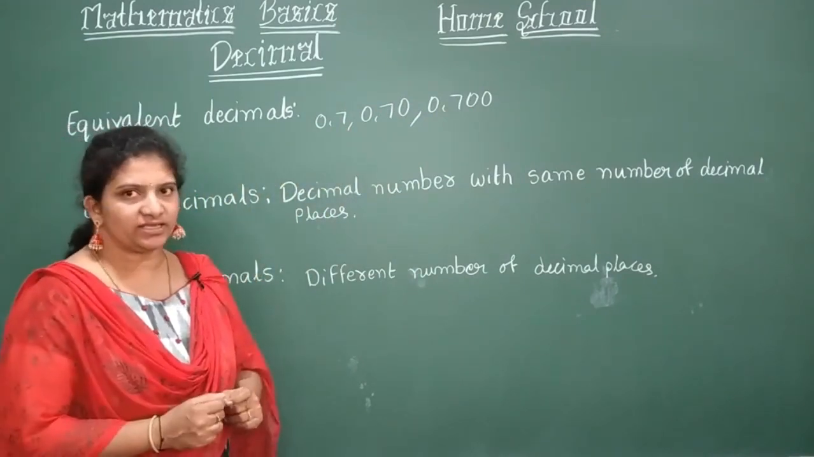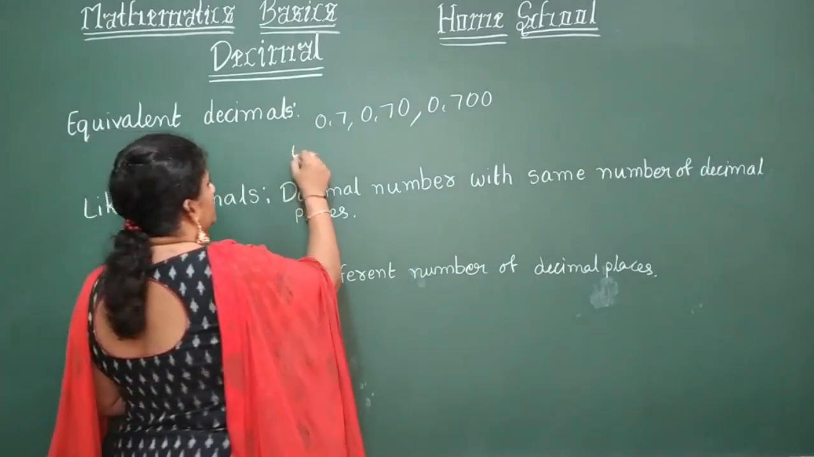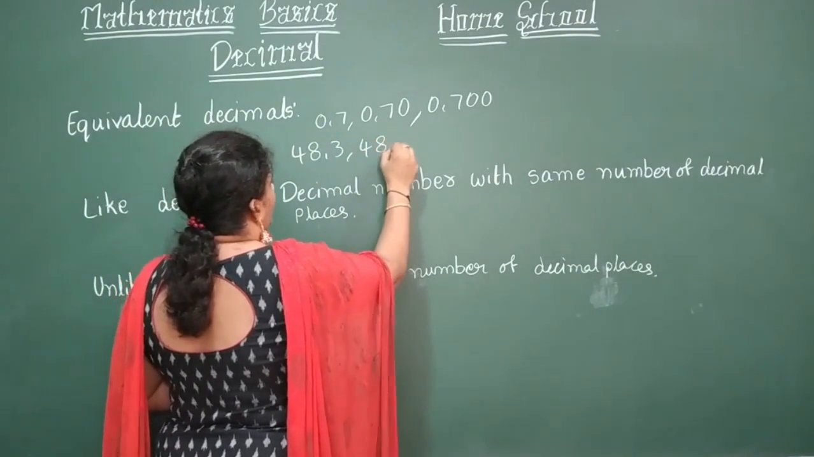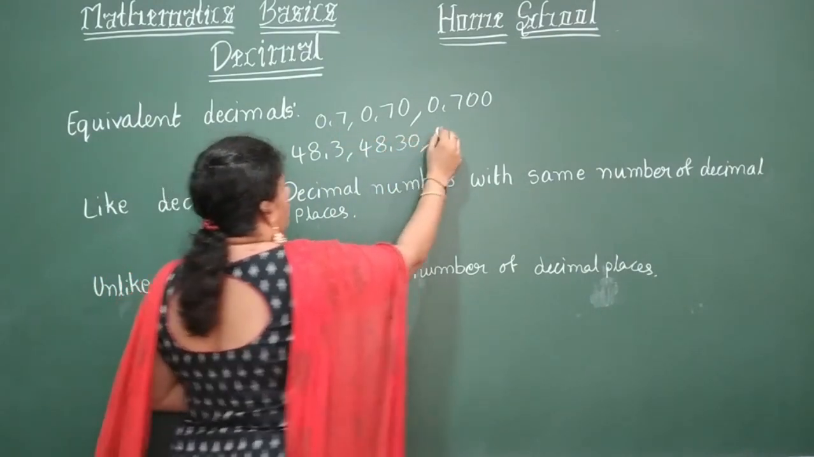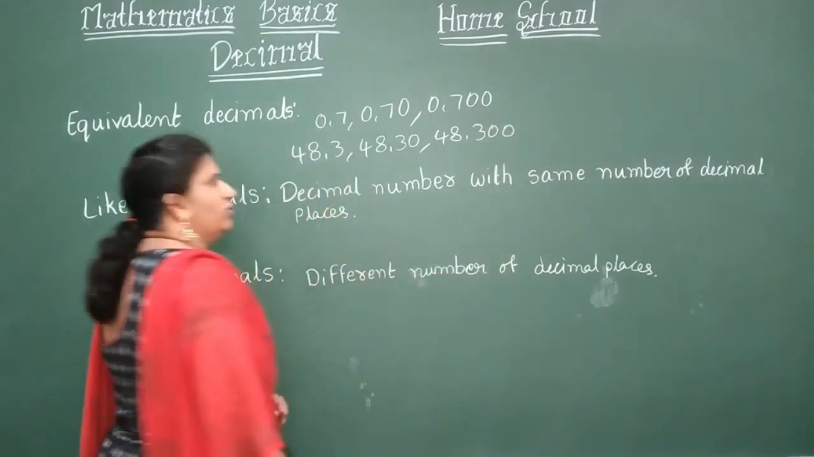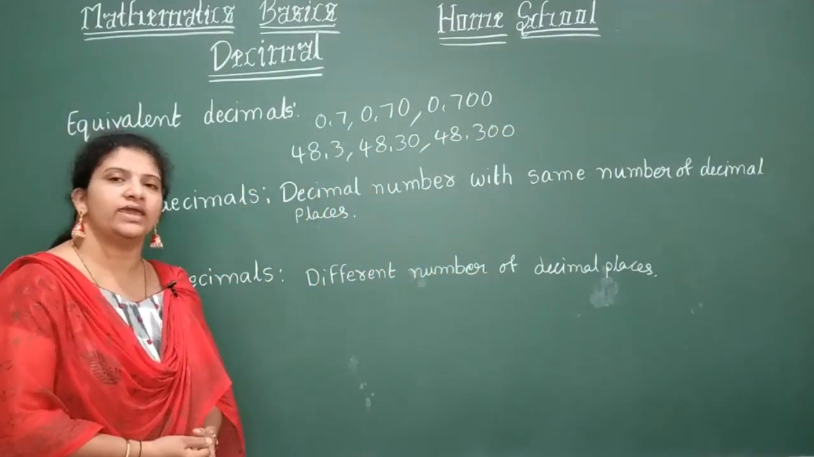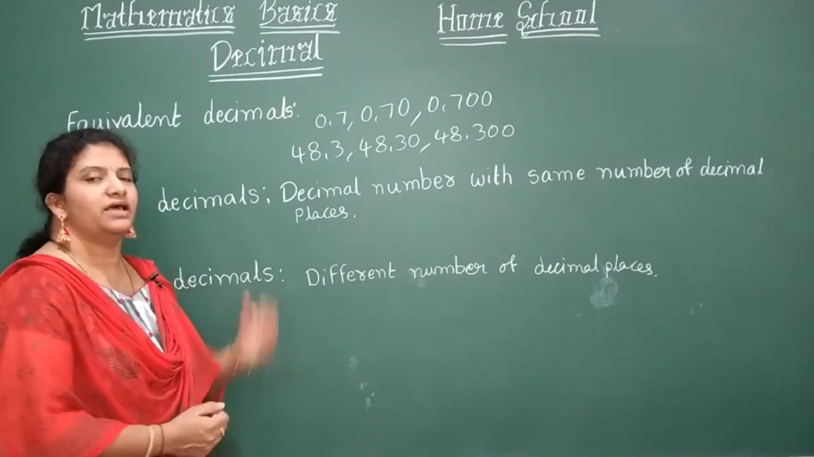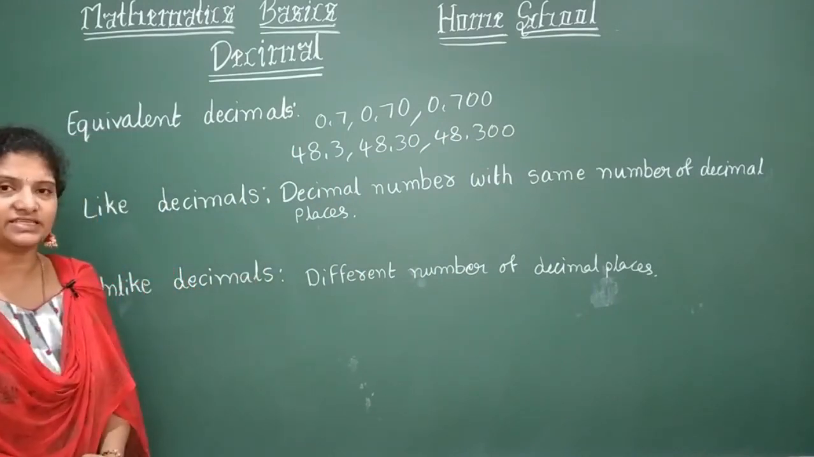These types of decimals, we call them equivalent decimals. Shall I write one more example for you? 48.3, 48.30, 48.300. These types of decimals, we call them equivalent decimals. Next, coming to like decimals.